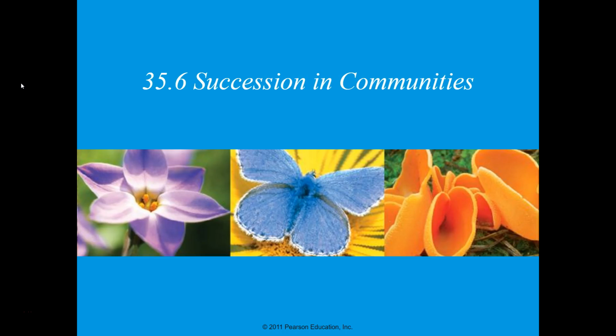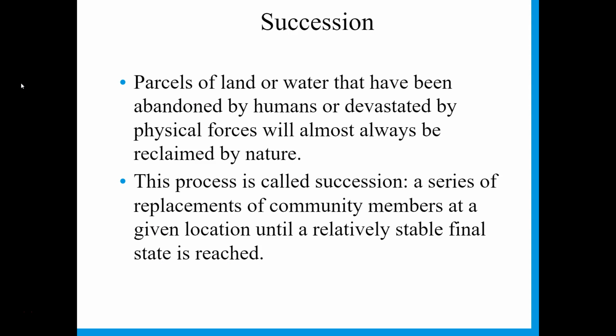In this next section, we're going to talk about succession in communities. And the idea of succession is basically when an area is devastated or many of the species that once lived in that community die off, they're going to be replaced ultimately by other things. And so these are some of the ecological ideas that underpin that idea.